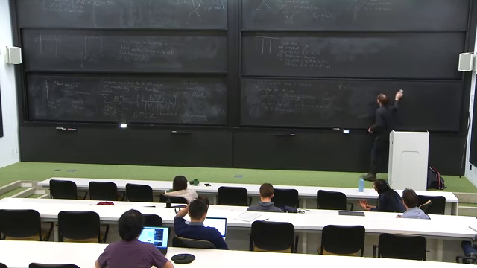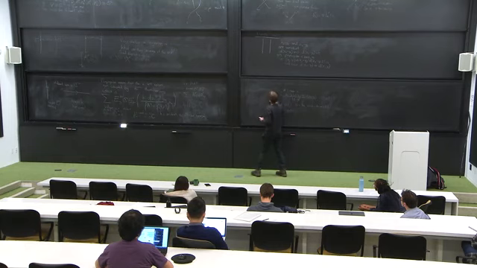So now to figure out what happens to a state at the end and what it evolves to, we just have to compute this integral.